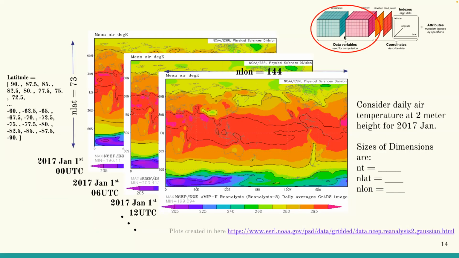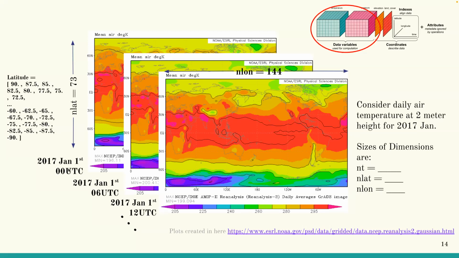Now we talk about the actual data, the data variables. You know that we have 3 dimensions. To understand the 3 dimensions, here is a graph showing you. For latitude, we have 73 values, from 90 degrees to minus 90 degrees, and the longitude is 144 values. So the sizes of the dimensions you have already filled in the question. And then you have different times.